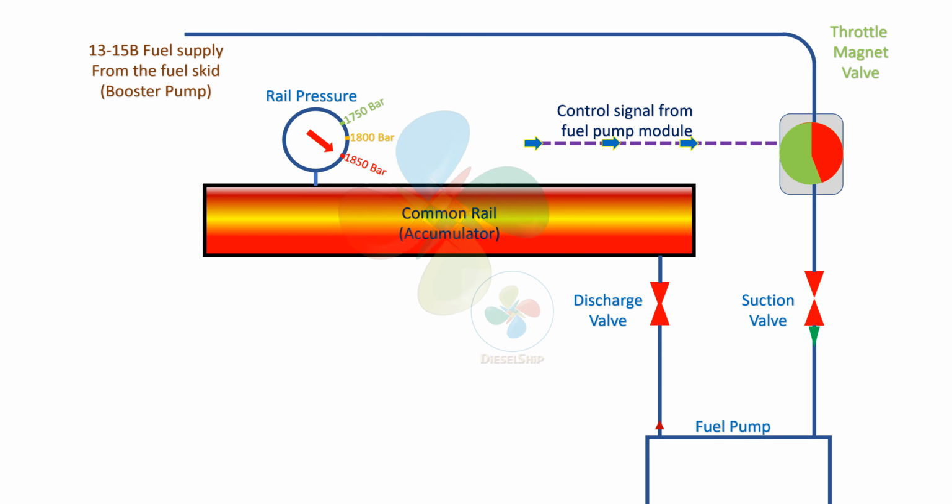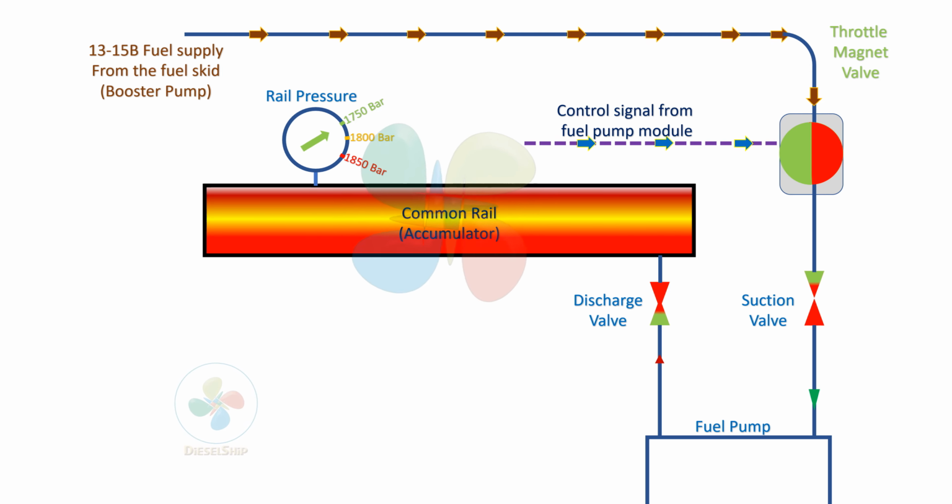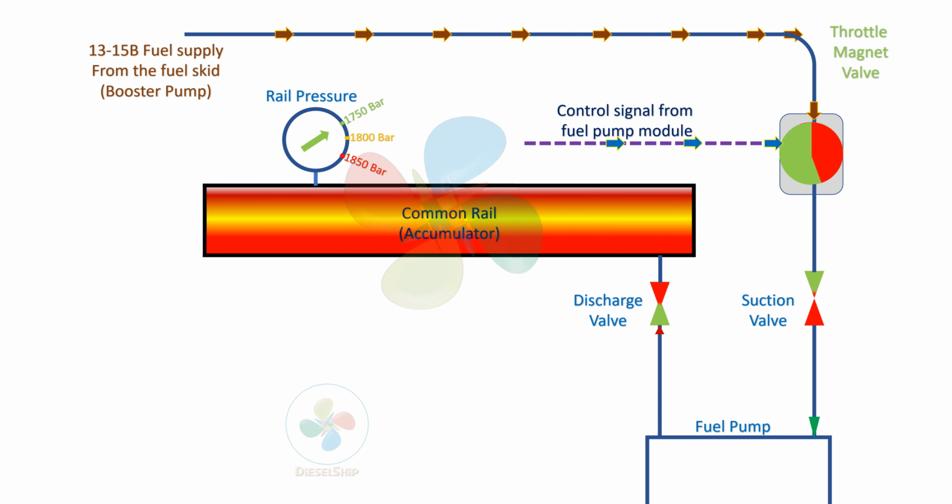Immediately you could see that the throttle valve magnet has closed. It was three-quarter open, now it's only half open, right? And as soon as it opens half, the pressure goes back to 1750. I've tried to simulate the functionality of the throttle magnet. I hope this is very simple to understand. As I said, the throttle magnet is the key factor in controlling the pressure in the accumulator, right?